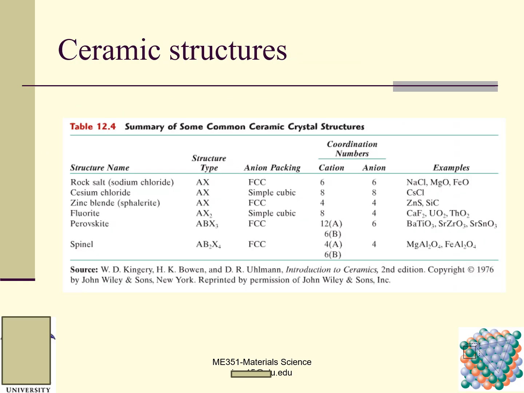This is a summary of some common ceramic crystal structures. We can see FCC, simple cubic, FCC, simple cubic, FCC, FCC. So these are rock salt, sodium chloride, cesium chloride, zinc blende, fluorite, perovskite, and spinel. So these are examples.